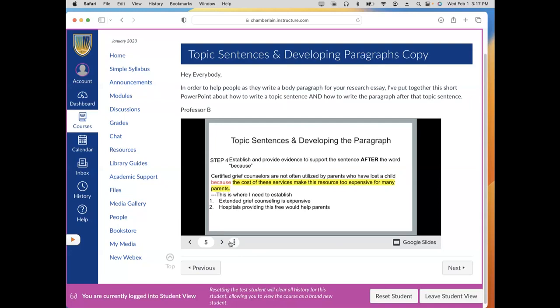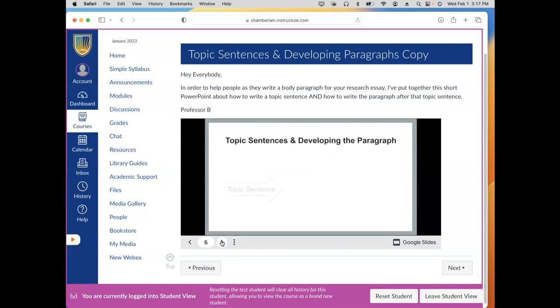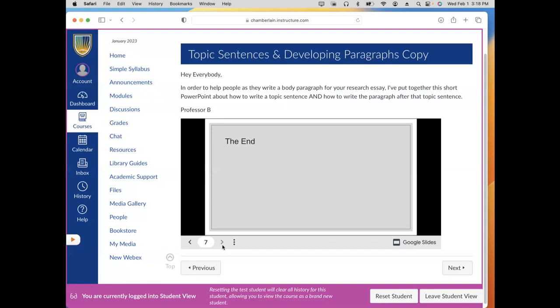So you can take a look at this PowerPoint. I'll put it in the. Oh, look at that. That's pretty handy. Yeah, and so developing the paragraph is basically you have to have the topic sentence, then you focus on the first part of that sentence and you develop and you add evidence, and then develop the second and add evidence, sort of like a formula. Oh, the end, thank you.